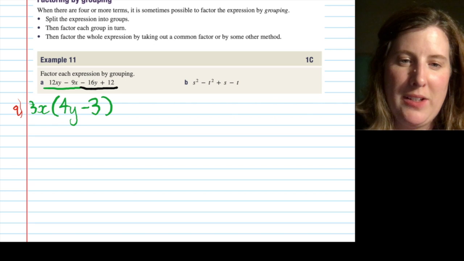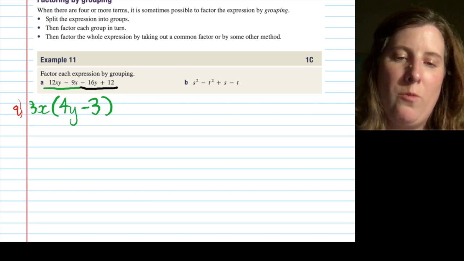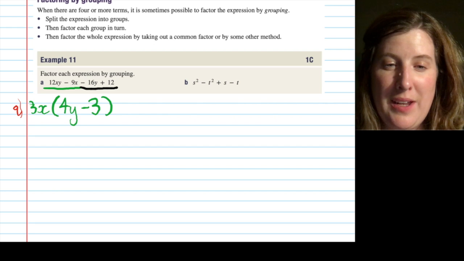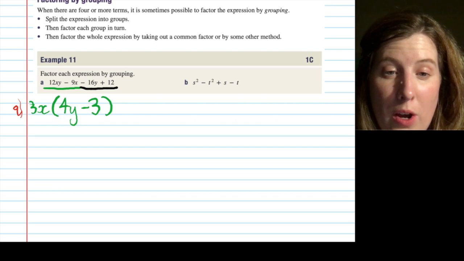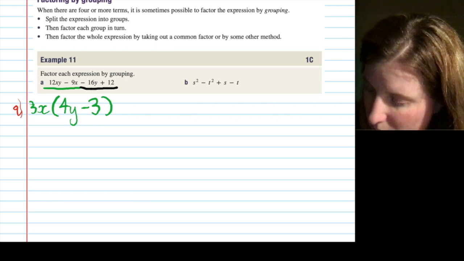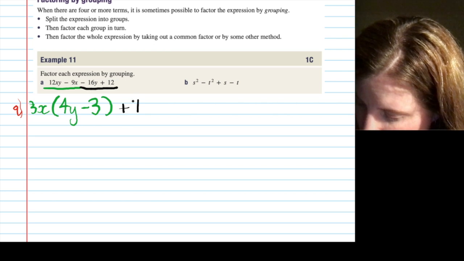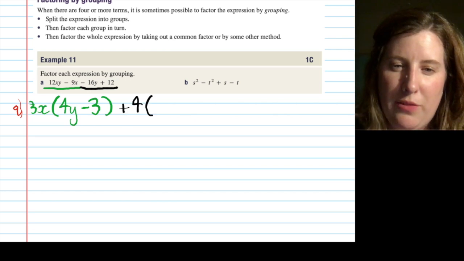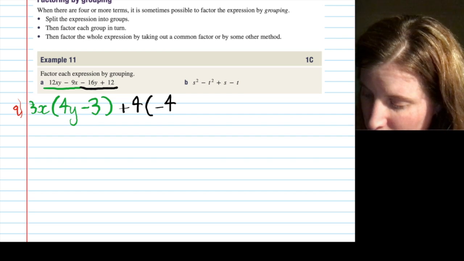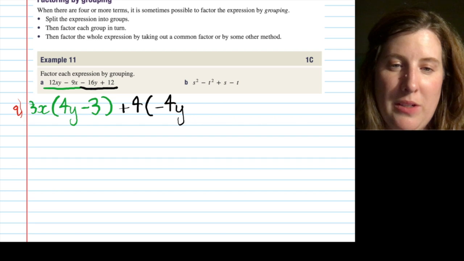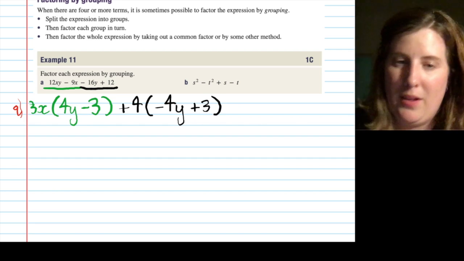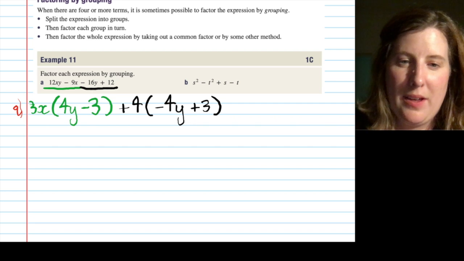Now let's go to our next one. We've got negative 16y plus 12. What goes into both negative 16y and 12? We've got 4. So I'm going to do plus 4. How many positive 4s go into negative 16y? Negative 4y times. How many positive 4s go into 12? Plus 3. Okay, now I'm going to put them together.